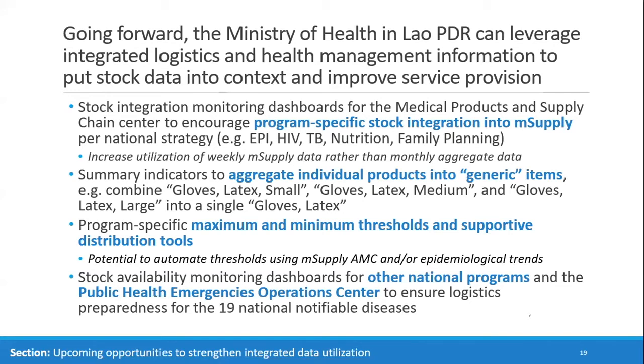Additionally, we'll explore the creation of some indicators to aggregate individual products into generic items. I'm not sure if this is something that other teams have faced, but for latex gloves, for example, I think there's about 28 different versions or combinations that we have here in Laos. But sometimes we just need to answer the question, do we have any? So we'll create some summary indicators to aggregate those products. We also look to create maximum and minimum thresholds for stock across different programs beyond a malaria team right now, and as I mentioned, there may be some potential to automate some of this.